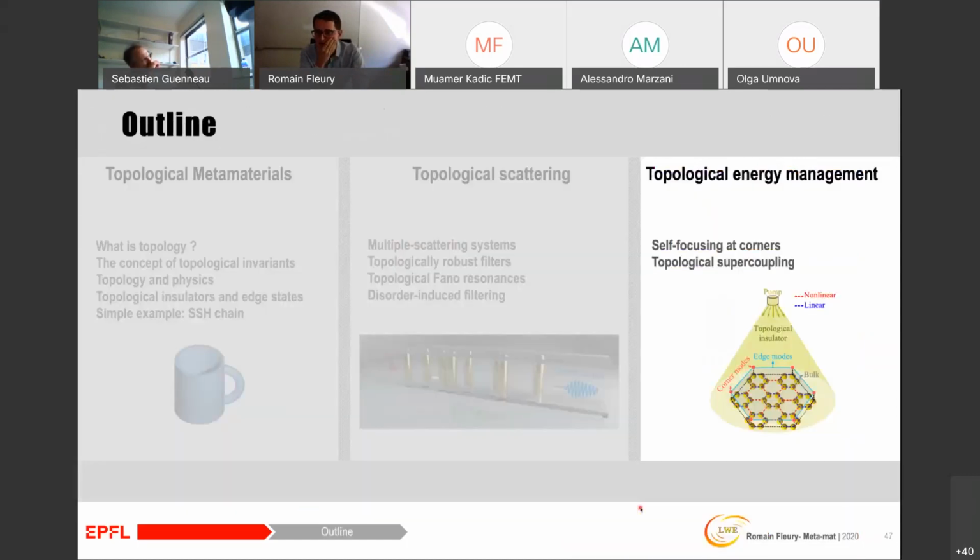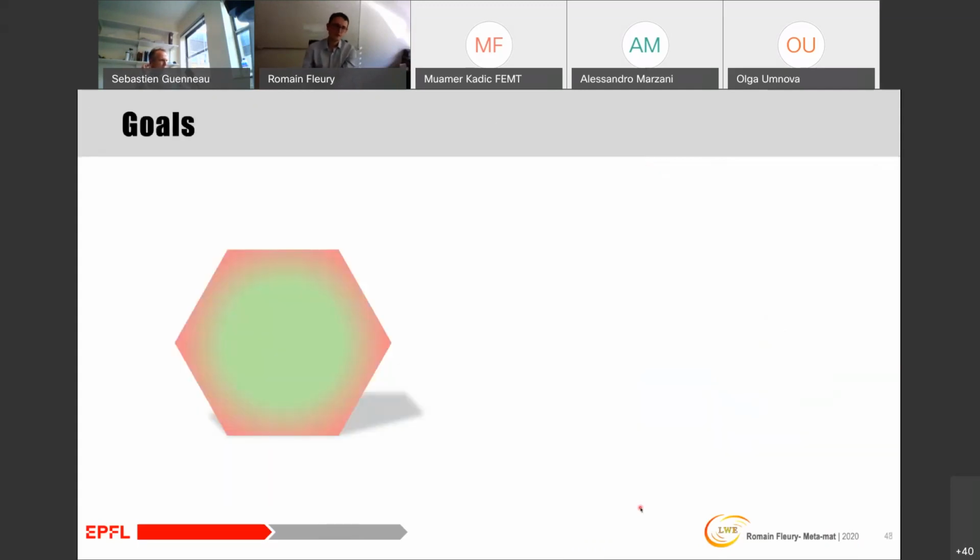All right, so this brings me to my last part, and I don't have much time left, so I will try to do it a little bit faster. This is about: can we use topology to manipulate energy? We have goals, which I will show you in a moment. Can we focus energy somewhere in space? Can we concentrate energy along the edge of a topological insulator? So let me summarize these goals.